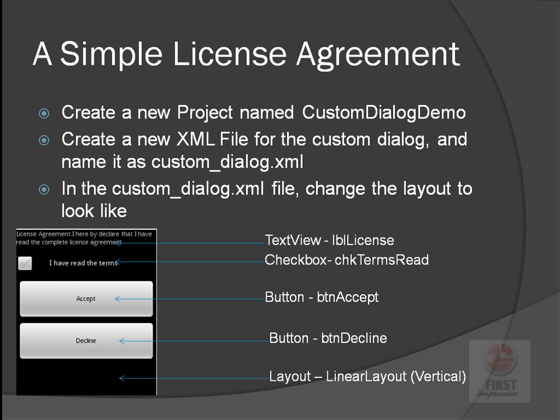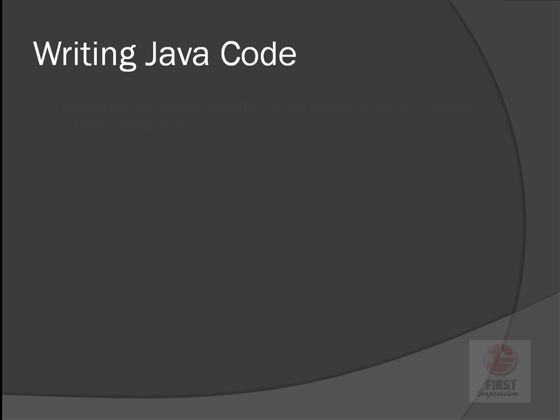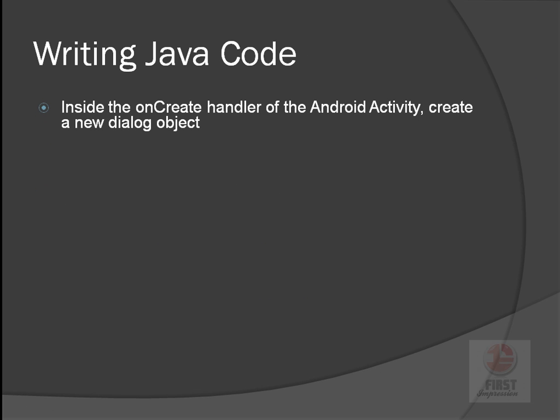Now whenever someone first enters the application, we'll show them the simple license agreement dialog. If they say they have read the terms and press accept, they will be able to enter the application. If they press decline, they will quit out of the application. This is how we create a simple license agreement dialog. So first, let's write the Java code. We have created a new XML file inside the res/layout folder and given it the name custom-dialog.xml. Now inside the onCreate handler of the activity class, let's create a new dialog object.